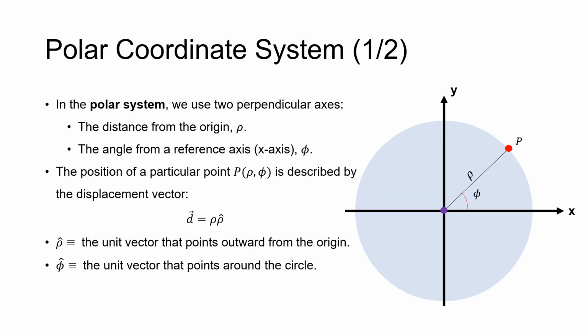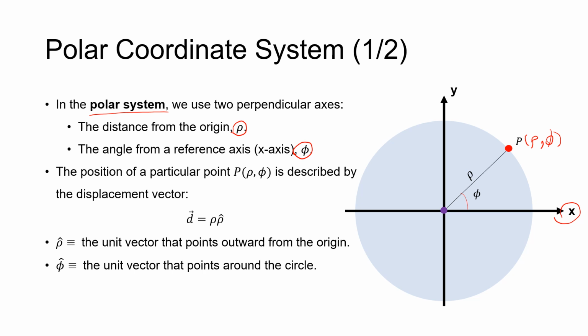Now we move to the second system of coordinates, the polar coordinate system. In the polar coordinate system, instead of x and y, we have rho and phi. Rho is a distance, and phi is the angle from the reference axis, say x in this case. So the position of a specific point P will be defined as P of rho and phi.